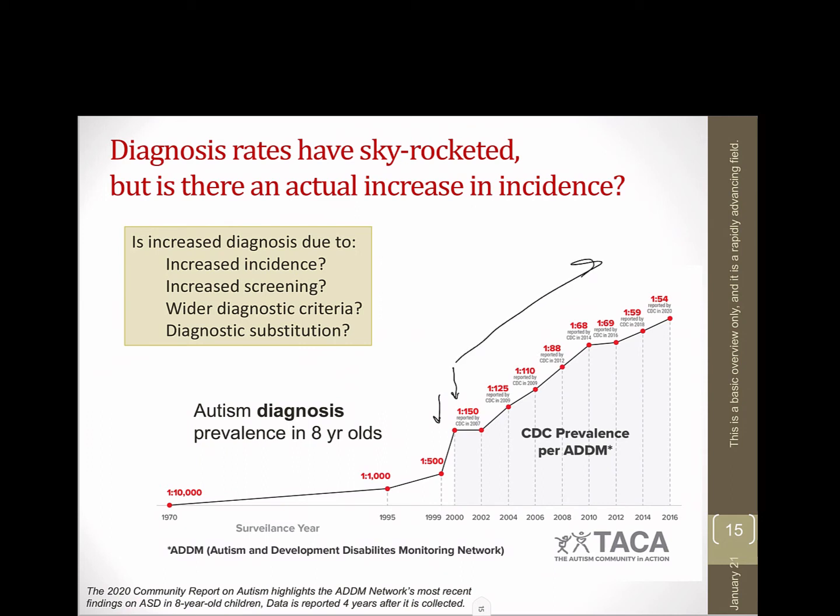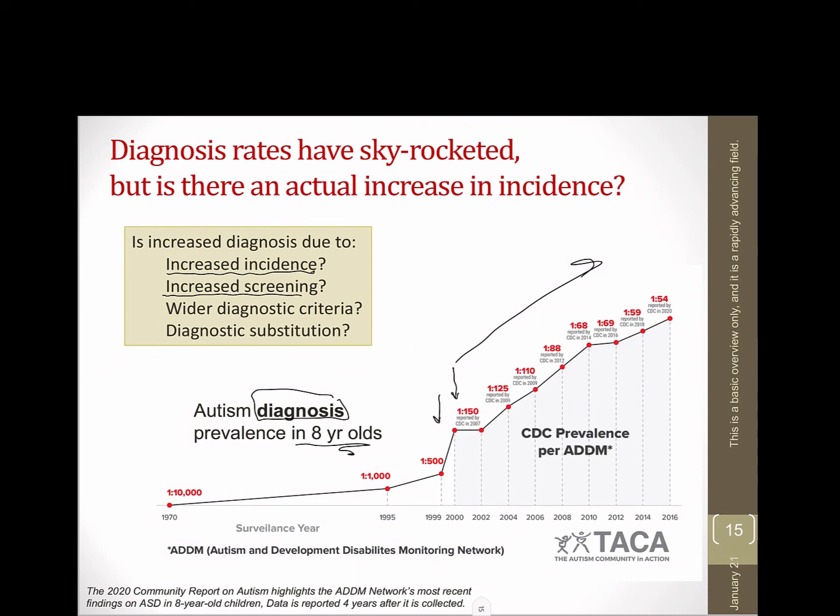In this graph, we are reporting diagnosis and their prevalence in 8-year-olds. So this doesn't take into account any diagnosis that might occur in teenagehood or adulthood. So questions that we have are, we know that this diagnosis is increasing, but is there an actual increase in the number of people who have ASD? And so we're asking, is there an actual increase in incidence? Another factor that could be impacting increased diagnosis could be that we know that there's increased screening.